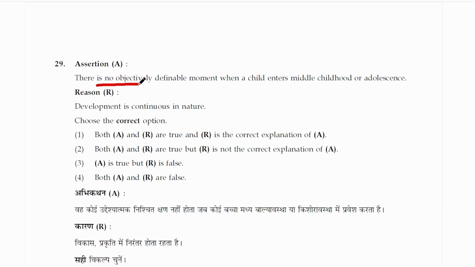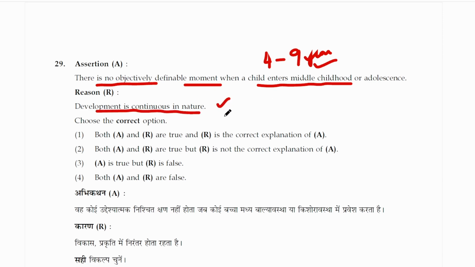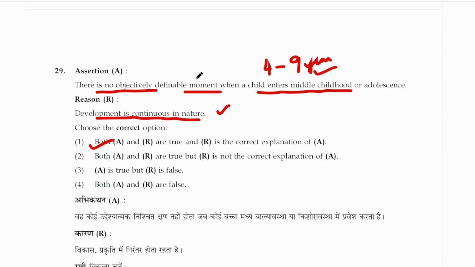Next question. There is no objectively definable moment when a child enters middle childhood or adolescence. So this is true. You can't objectively say that exactly at 4 years. So middle childhood is your 4 to 9 years. So you can't say exactly on the 4th birthday the child will enter middle childhood. So this is true. And development is continuous in nature. This is also true. And because development is continuous in nature, we cannot basically say that there is a definable moment. So both A and R are true, and R is the correct explanation for A.